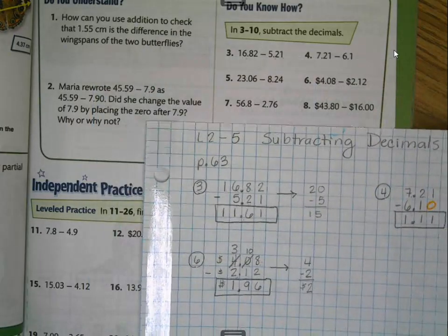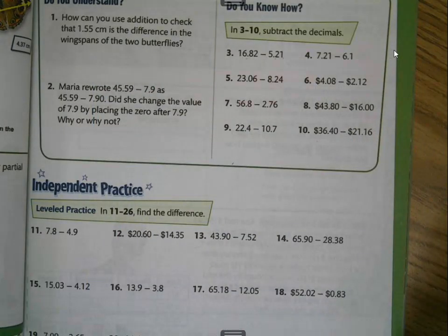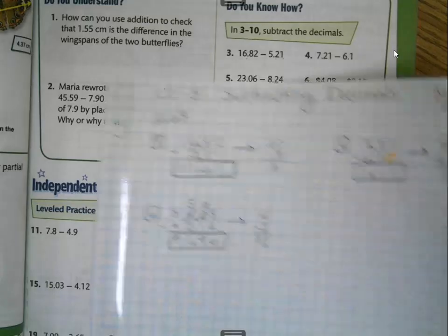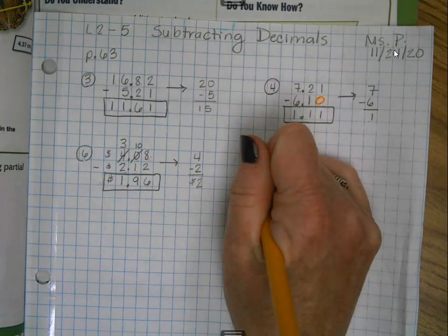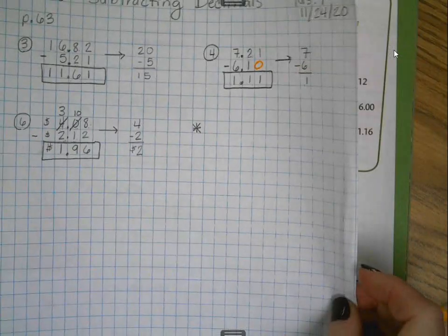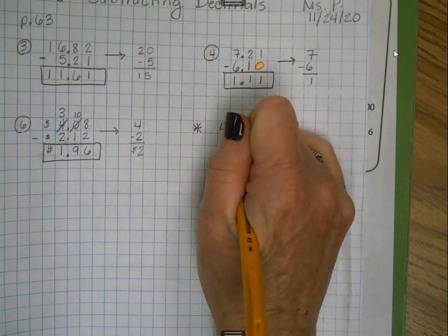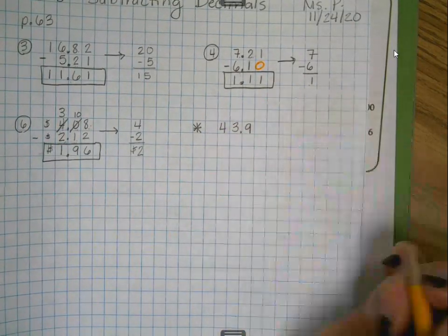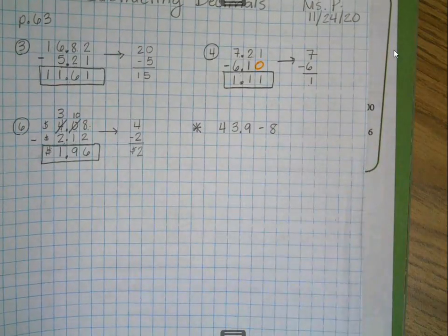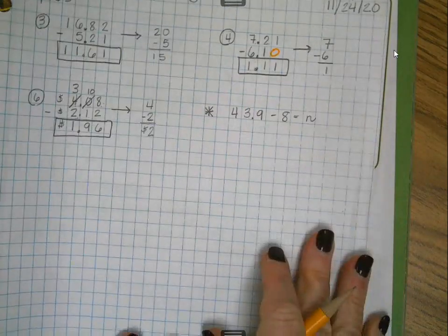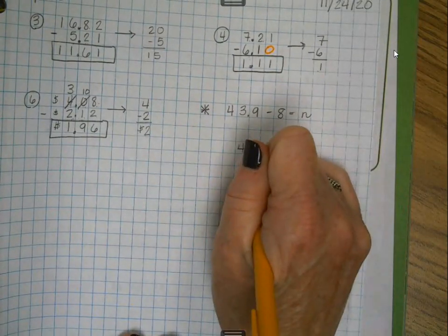All right. I am thinking that we need to talk about a problem, looking for one that we could talk about. And of course, I don't see it. So I am going to make up a problem. Let's just put a little star here, a little asterisk. If you had a problem like this, if you had 43 and 9 tenths, and you subtract from it 8, and you're looking for the number. Let's stack it up first. So we would have our 43 and 9 tenths.